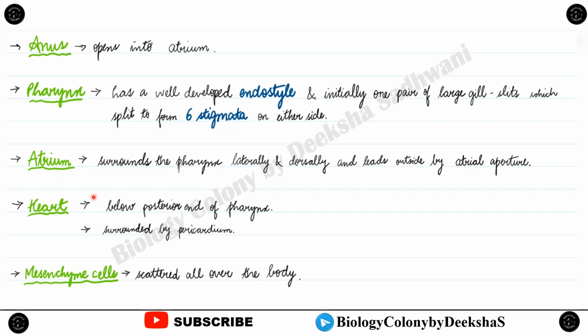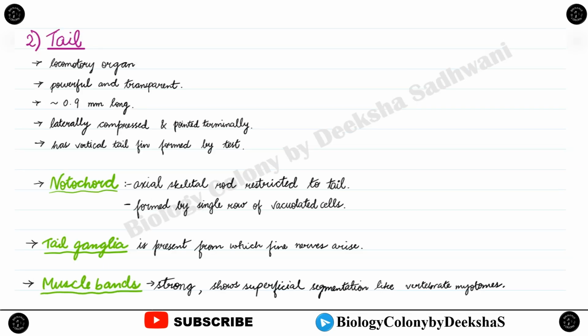Then atrium. It surrounds the pharynx laterally and dorsally and leads to the outside by the atrial aperture. Then it has heart which is present below posterior end of the pharynx. It is surrounded by pericardium layer. It has mesenchyme cells that are scattered all over the body. These mesenchyme cells are the cells that are originated from the mesoderm layer.